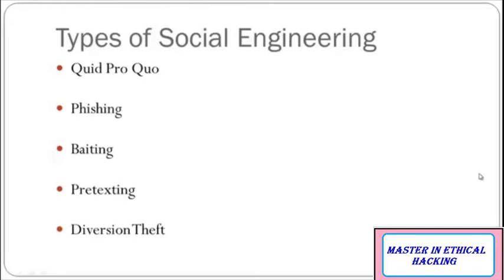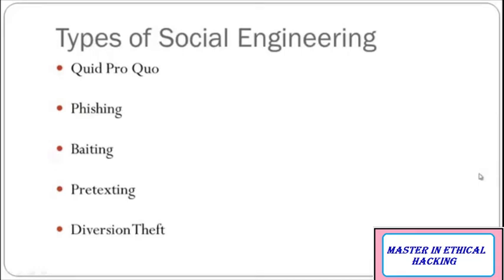After that, we have pretexting, which is an invented scenario: you invent a scenario and then try to save someone from it. And finally, we have diversion theft, which is a con. So to explain in detail, let me explain everything in one line.